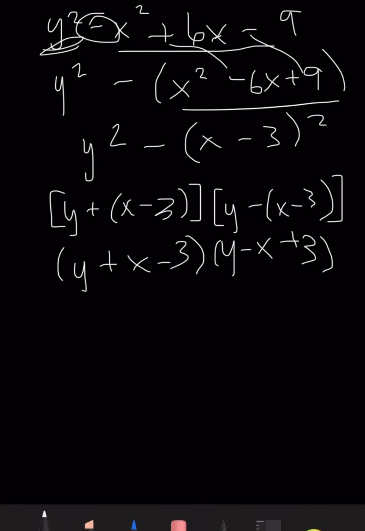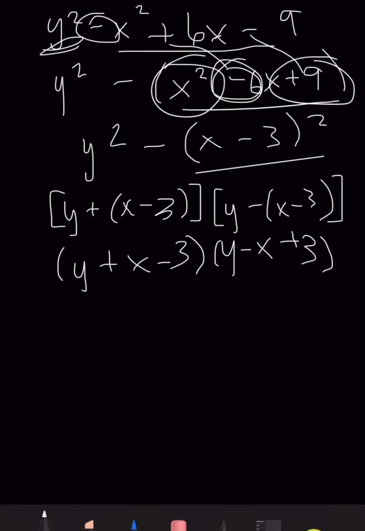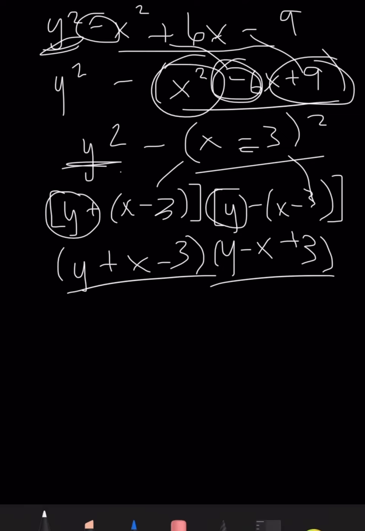And because the first term is a square and the last term is a square, you can get x minus 3 squared out of it. Notice, because this term has a negative, this has to be a negative also. And so now we're going to split the x minus 3 up into two parts here, and then the y squared up. Notice how they're both positive because the y squared is positive. So finally, you get y plus x minus 3 and y minus x plus 3.